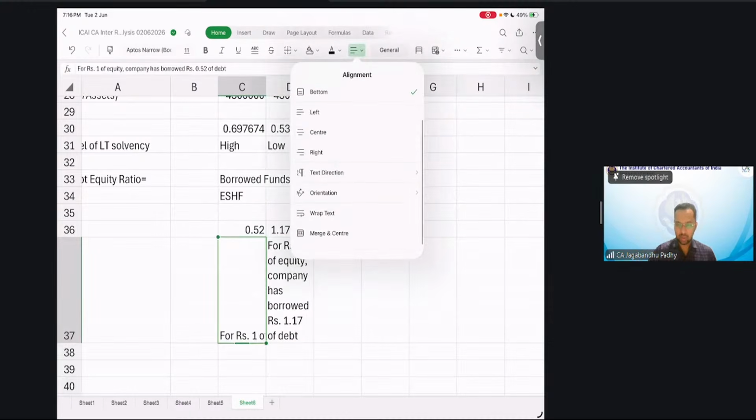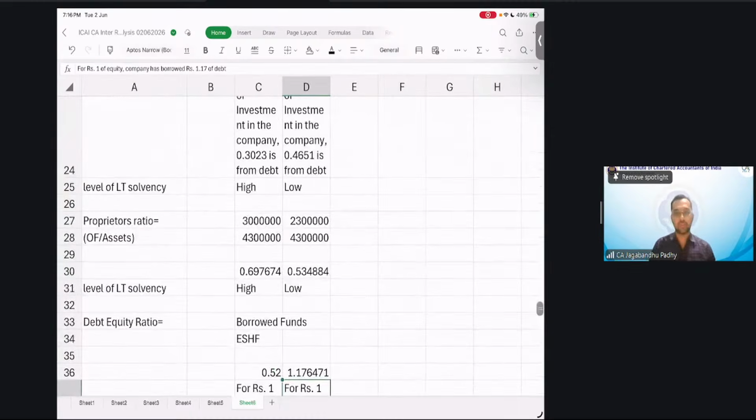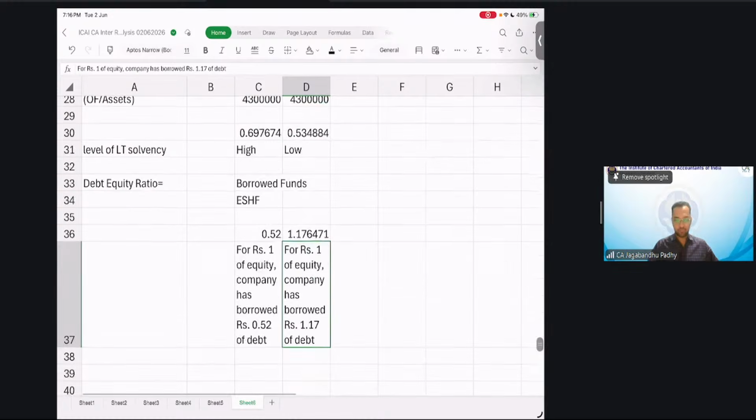Now it is quite obvious that in the second case, the proportion of debt as compared to equity is significantly higher. It's more than what your equity is. So that indicates that the other company is going to have a lower degree of solvency. So you see what a higher degree of solvency and a lower degree of solvency look like, just looking at the debt equity ratio.